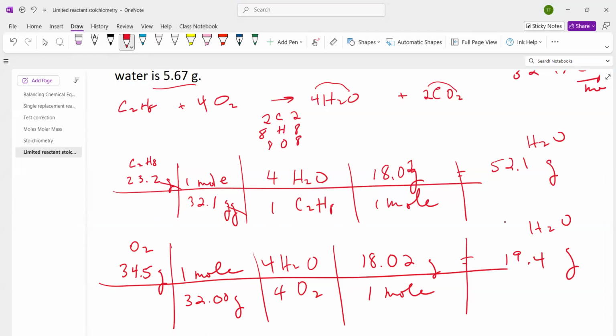Okay, so what limits the reaction? The ethane or the oxygen? Exactly. I want to go with the one that makes the least amount. Just like with the bicycles, we had lots of frames left over. We have 5 frames left over. So the limiting reactant is going to be the oxygen gas.